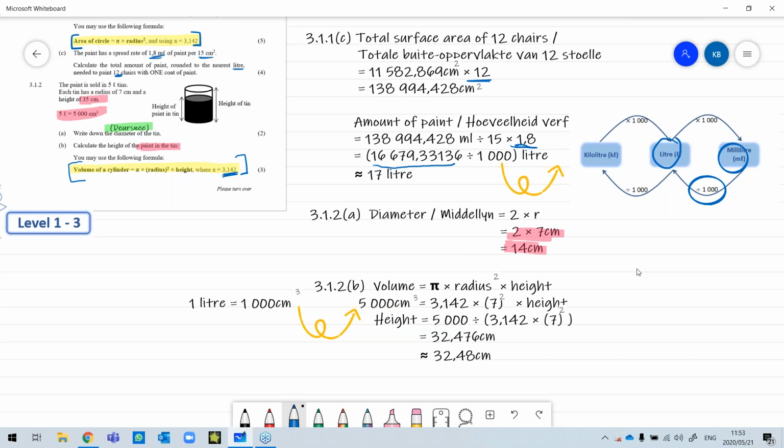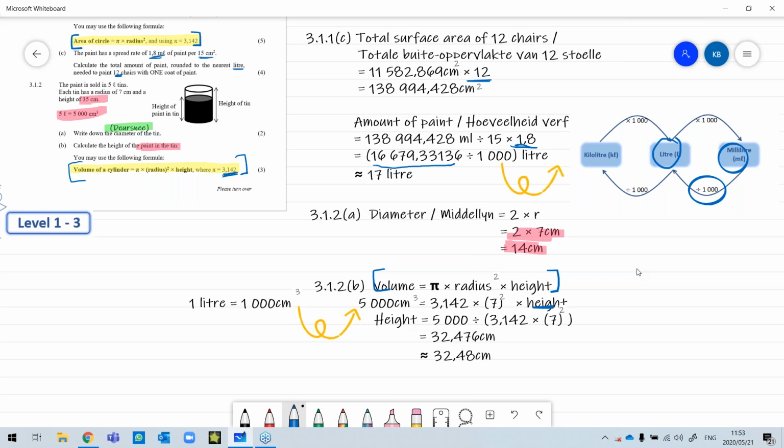Our next step will be to substitute in the information provided to us. So we know that the volume of the entire tin is 5,000 cubic centimeters. We know that the value of pi is 3,142, and we know our radius is 7. The only unknown value that we have here is our height. Now, the purpose of this algebraic equation is to get height all by itself, similar to one of the previous questions that we have done.